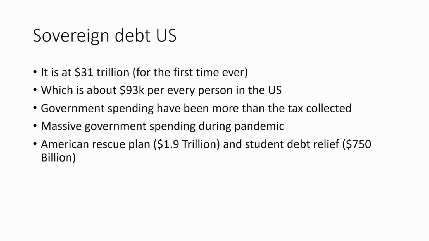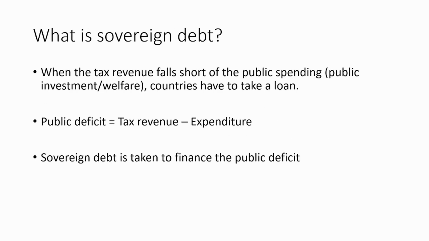Before we get into the details about the sovereign debt in the US, we will try to understand what it is all about. So what is sovereign debt? When the tax revenue falls short of the public spending, it's very simple to understand. It's like in a family you have an income of 1000 US dollars, but you have an expenditure of 1200 US dollars. That means you're falling short of 200 US dollars, and you will have to borrow 200 US dollars from a bank or from some sort of organization, and that's exactly what a country does.